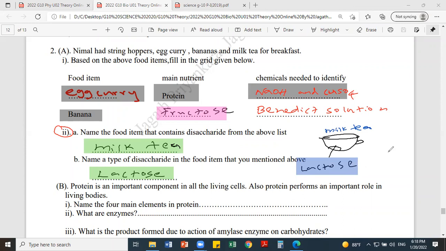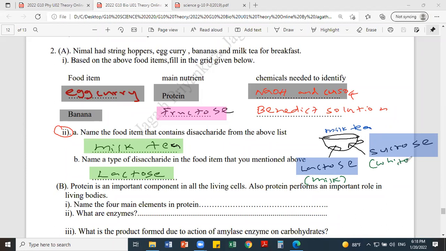and the second disaccharide will be sucrose. Why? Because lactose has no sweet taste. Lactose has no sweet taste. That's why you need to add sugar. Sucrose means the white or brown sugar that you eat. Both are disaccharides. You can write. Please make a small sketch of this diagram. This is very interesting. Milk tea contains two disaccharides. Lactose comes from milk and sucrose comes from white or brown sugar.